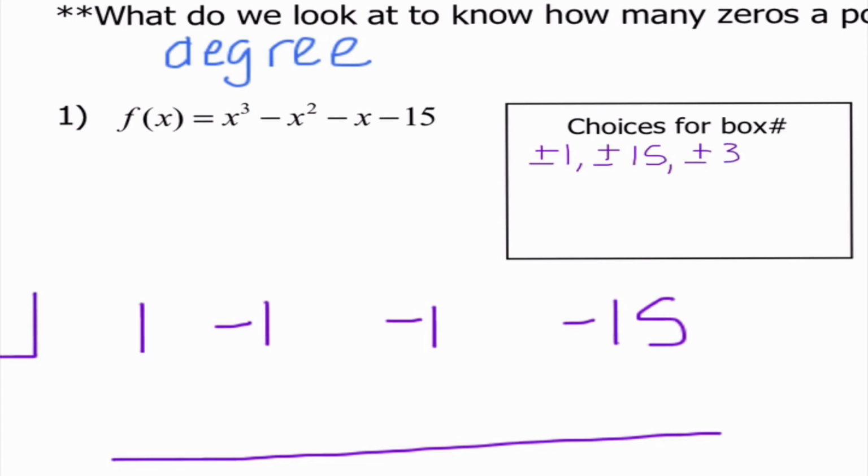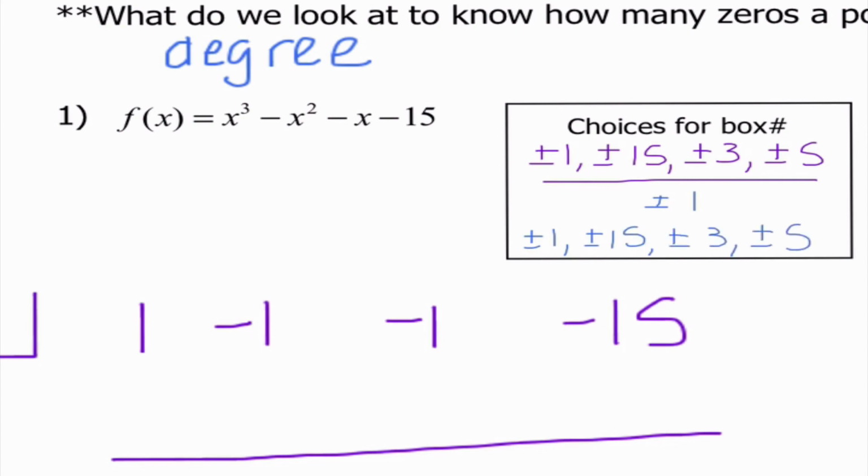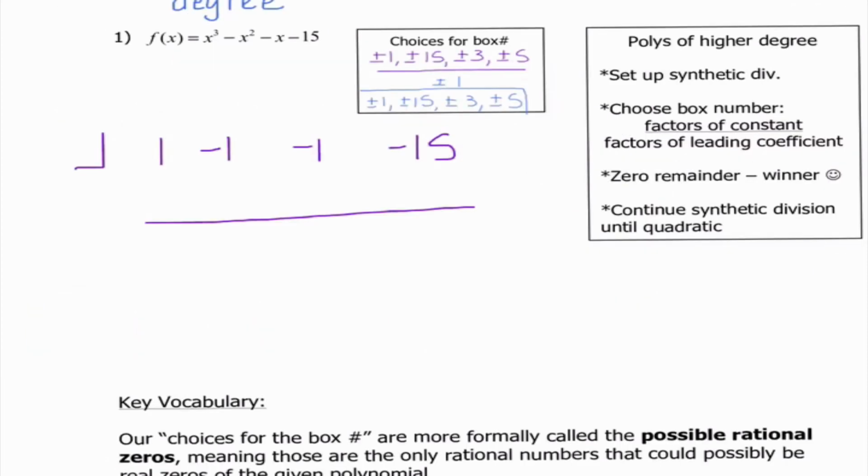We also could do 3 times 5. So those would all be in the numerator. Now we're going to divide by the factors of our leading coefficient. Our leading coefficient this time is just 1, so that would be the only factor. I would write these out then as plus or minus 1, plus or minus 15, plus or minus 3, plus or minus 5. Okay, these really are the different options that we could use in our box.